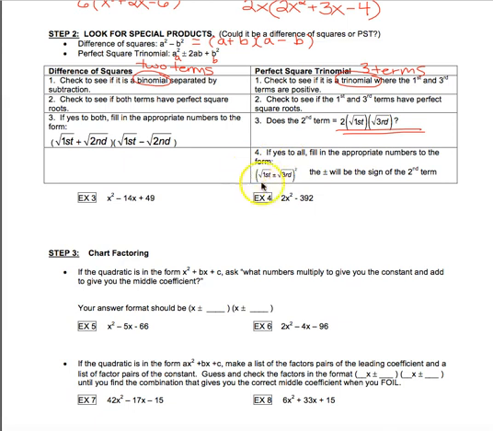That means here is how a PST factors. PSTs are really, really important because we actually also use them when we complete the square, which is another way to solve quadratics. So in this case, if this had been a plus, the format would be the square root of the front goes in the front. The sign of the middle goes in the middle. So if this were a plus 2ab, it'd be a plus here. If it were a minus, it'd be a minus.